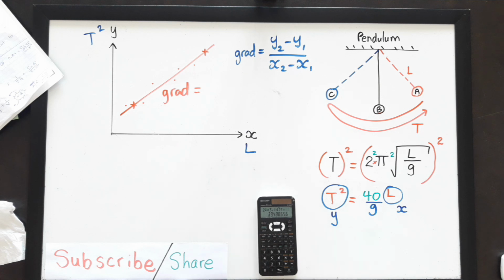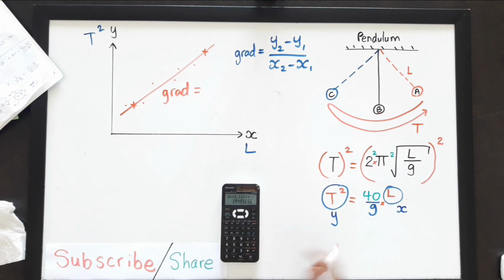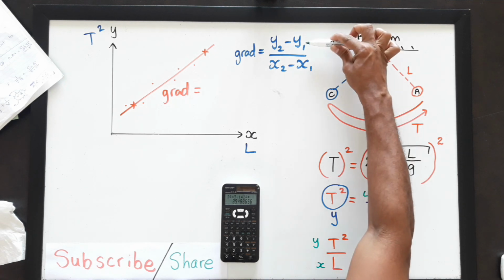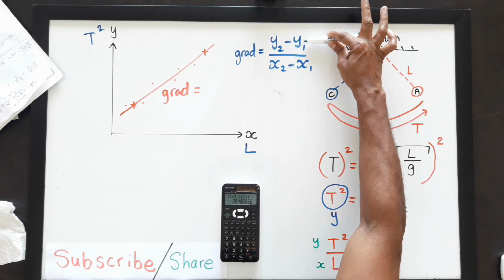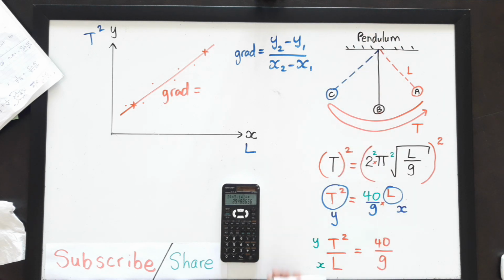So let's make 40 on G the subject. So there's a secret multiply here. If we were to do this as so, the L is a multiply, throw it across, it becomes a divide. And we get 40 on G. Remember, t squared is going on our y-axis, and L is going on our x-axis. To calculate gradient, we need to take the y values and divide it by the x values, which is exactly what we have here. So there's no tricks. So that means when we find the gradient, it will be equal to 40 on G.